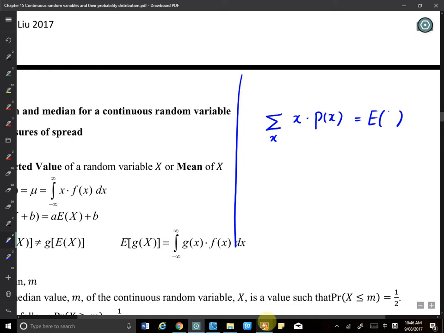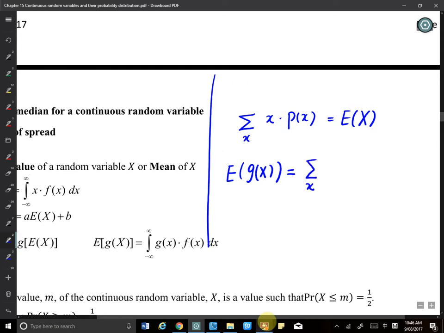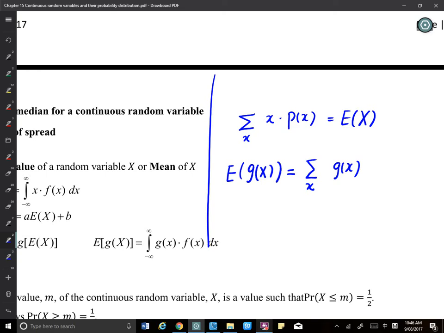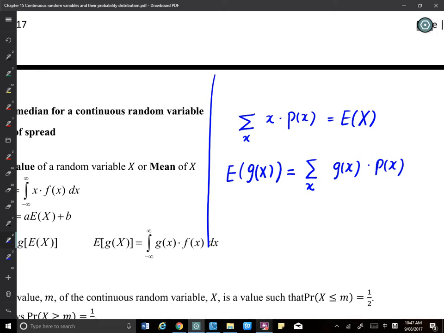And we have expected g(x). Expected g(x) is not g of expected x. What you do is go the sum as well. You have the g(x) function, for example x squared. So, for example, your x can take 1, 2, 3, 4, and then your x squared can take 1, 4, 9, 16. That's the value for g(x), and you times the probability for that x to occur, and you sum all of that. That's what we talk about for discrete random variable.